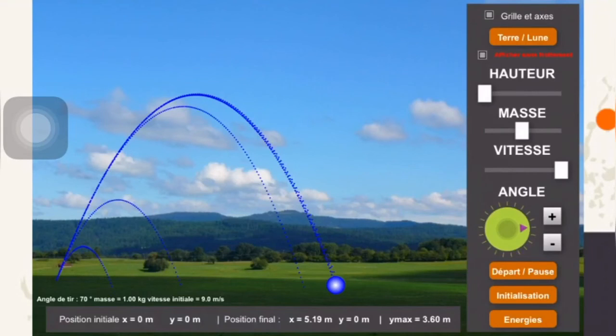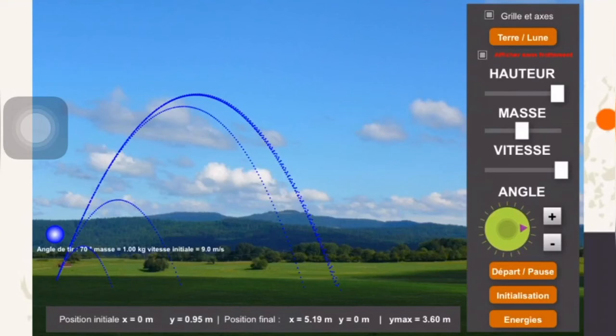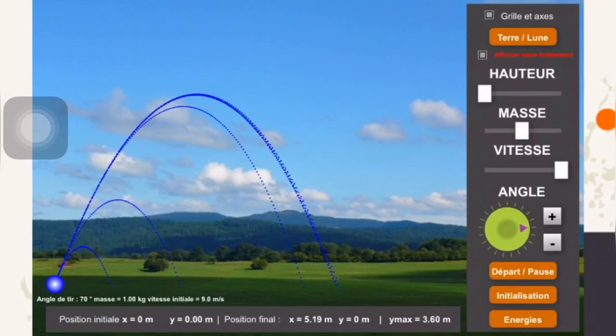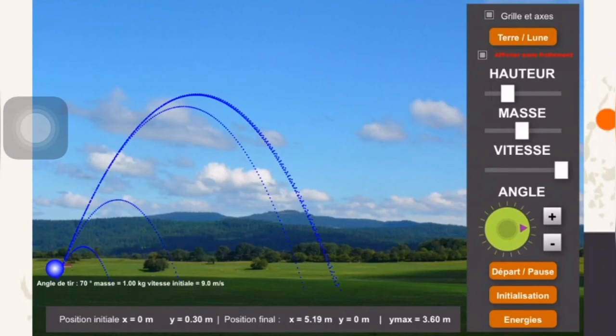Now let me keep the velocity as 9 meters per second and mass as 1 kg, and let me now vary the angle of projection. Actually this is not the angle of projection, it is the height of projection. So height of projection means height from the ground. So if I increase it a little bit from the ground, let me play the animation and see what it shows.